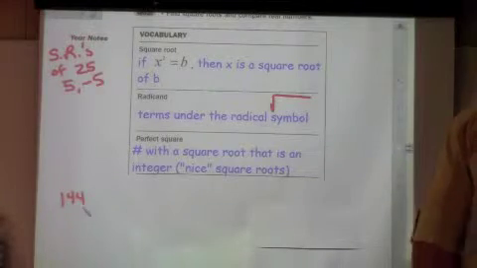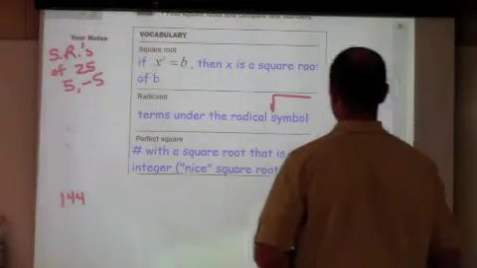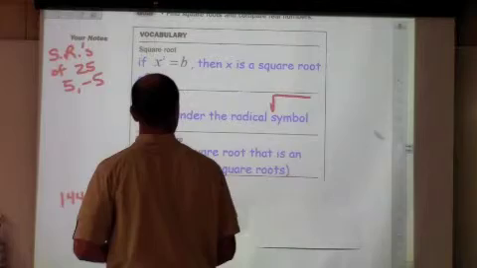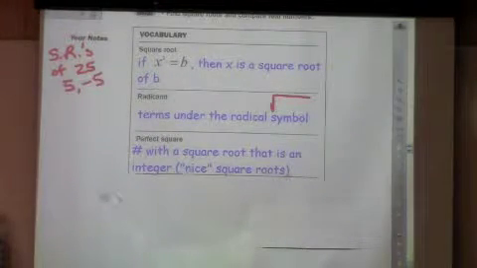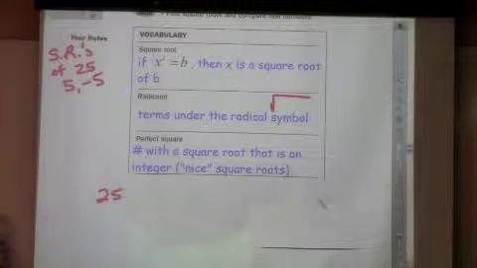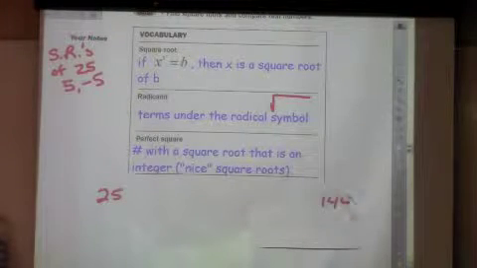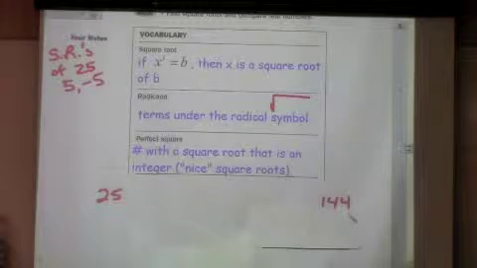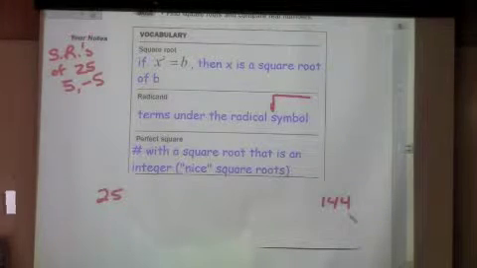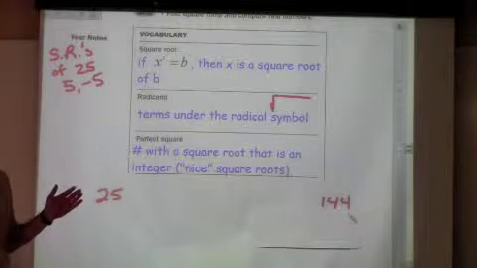What's another one that you guys know that's perfect? 25. Okay, maybe you guys want to list them here in the margin, I'm going to list them across the bottom. You got 25. Somebody said 144. Are we listing all of them? Well, we wouldn't have enough time in our lifetimes to list them all. But the ones I expect us to know are 1 through 12.